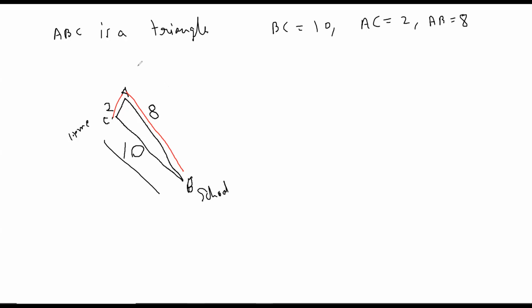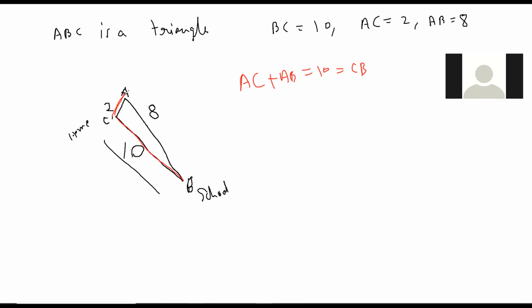It should be strictly more than 10 kilometers. But here, AC plus AB is 10, which is equal to the third side. But that should not be possible, right? Because if you're going along a straight road that takes 10 kilometers, and then you go in a zigzag, a path which is definitely longer, because you're going up and then coming down, it would definitely take more than 10. So this is certainly not possible.